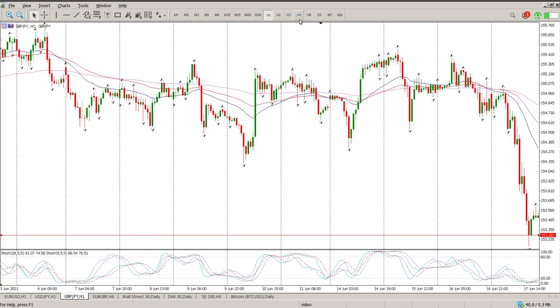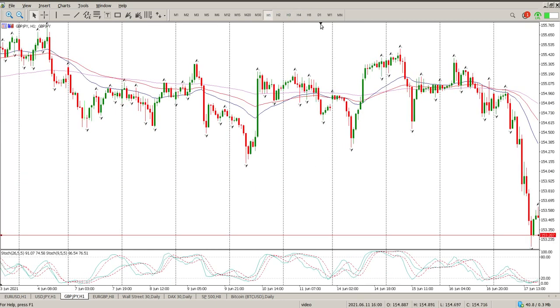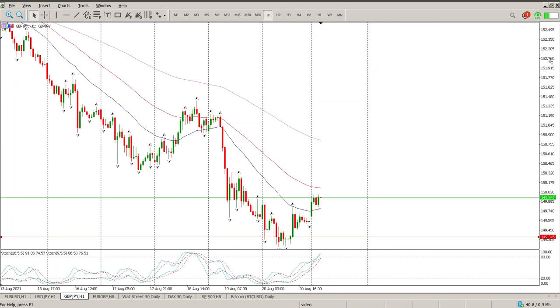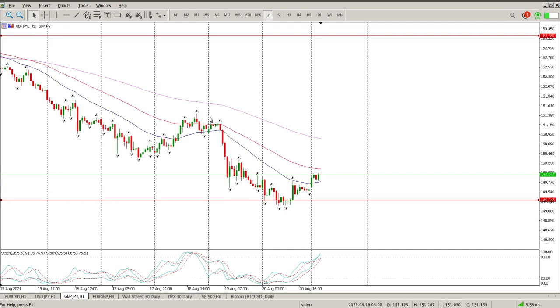Now if we move down to the 1 hour, you'll see a little bit more structure here. So we've been in a downward trend, squirted down, and then we formed this little wedge here.